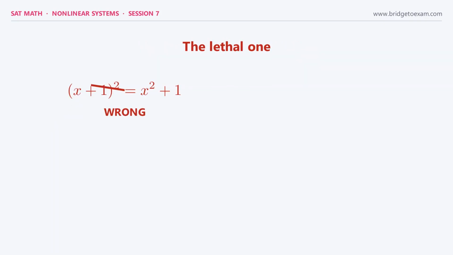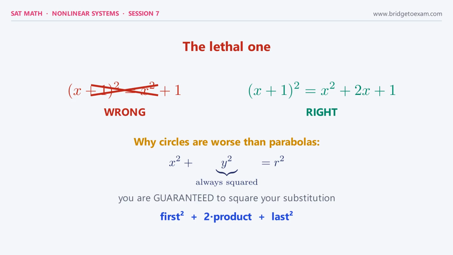Let's stop on the trap, because in circle problems it is absolutely lethal. When you substitute y equals x plus 1 into y squared, you get the quantity x plus 1 squared. That is x squared plus 2x plus 1. It is not x squared plus 1. That middle term 2x is the entire difference between the right answer and a wrong one.